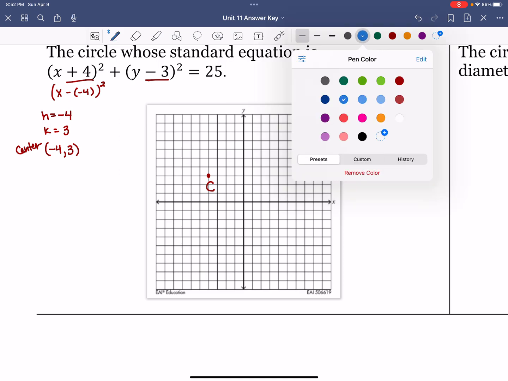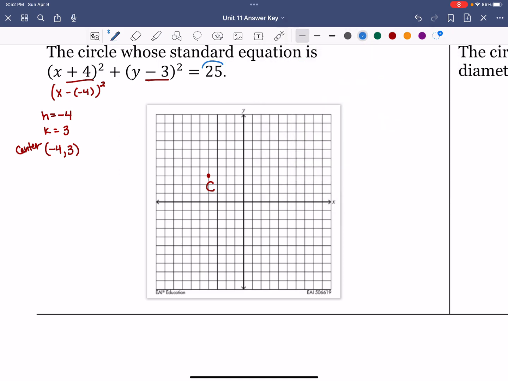My next step is actually going to be finding my radius. Well, we know that the radius is always going to be on this side, and it's going to equal r squared. So I'm going to say 25 is equal to r squared, so we know my radius is going to be 5. And so I'm actually going to plot 4 more points going 5 in each direction.